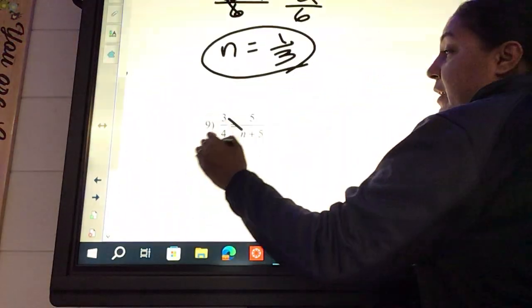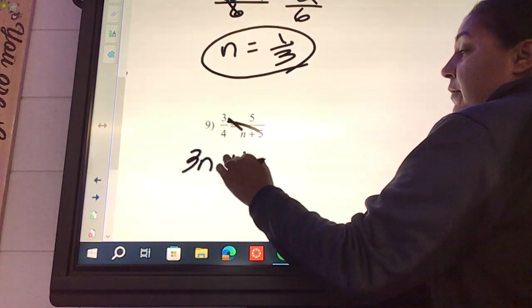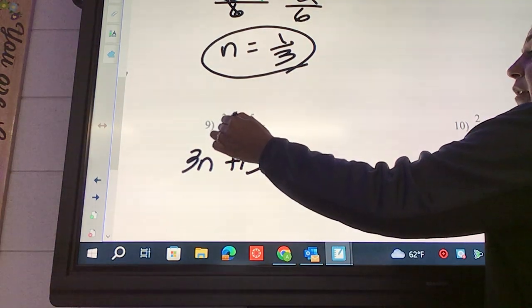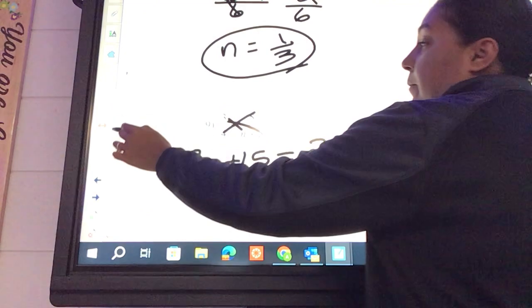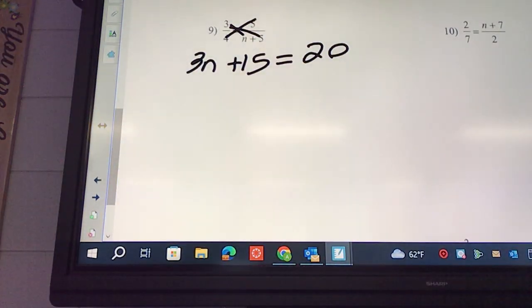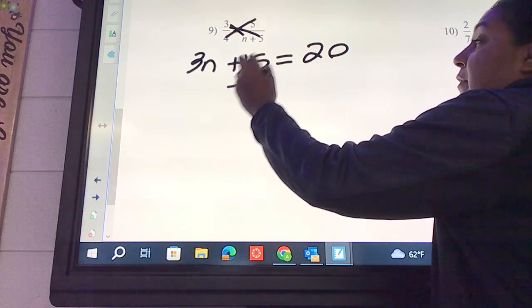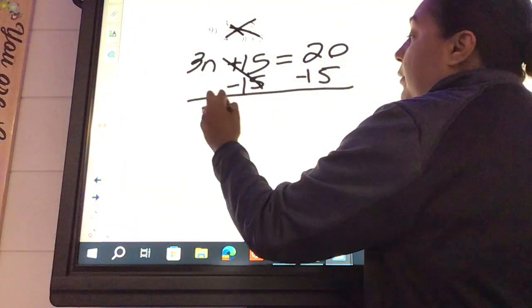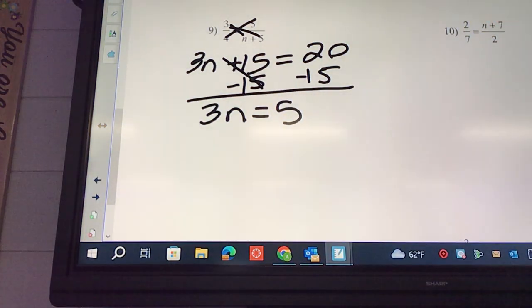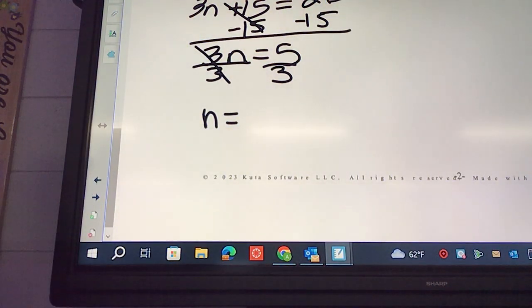Okay, number 9, I got 3 times n, it's 3n, 3 times 5 is 15, equals, the other side is going to be 4 times 5, which is 20. Okay, and then we're going to say minus 15 on both sides, and I got 3n equals 5. Then what needs done? What is 5 over 3? 5 divided by 3? 5 over 3. It's still 5 over 3.